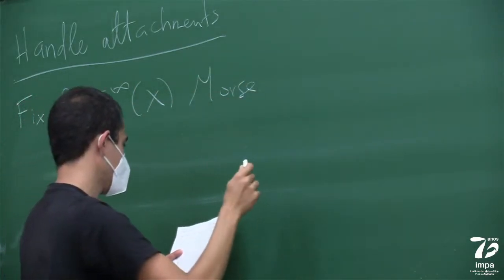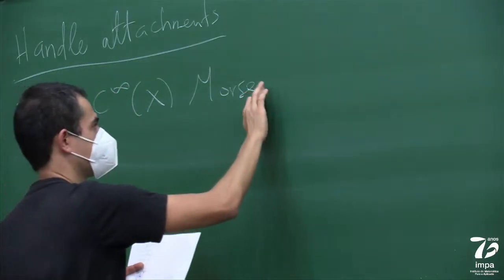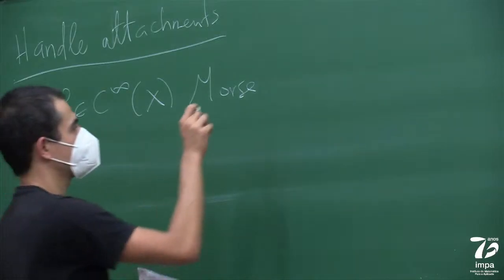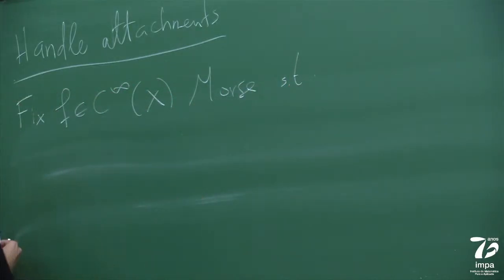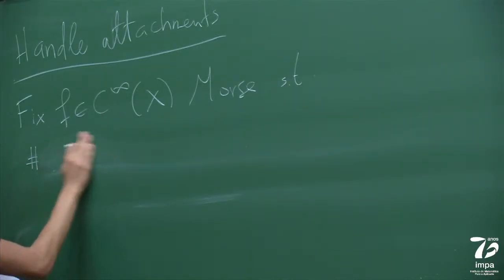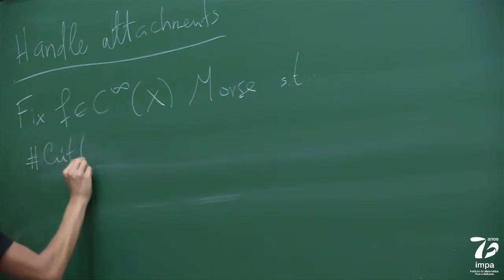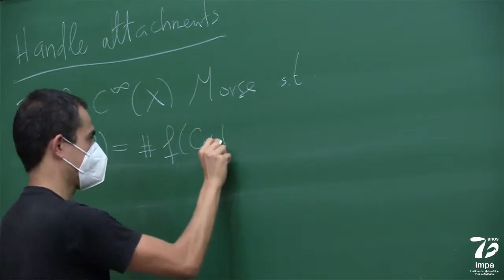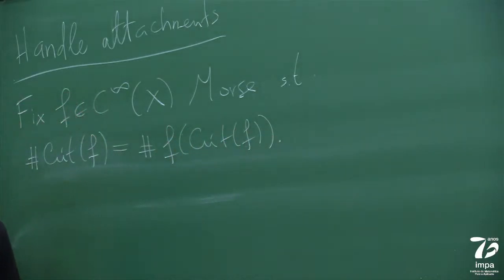a manifold with the property that all the critical levels corresponded to a unique critical point. So with the property that the number of critical points of f is equal to the number of critical values. So there is a unique critical point for each critical value.